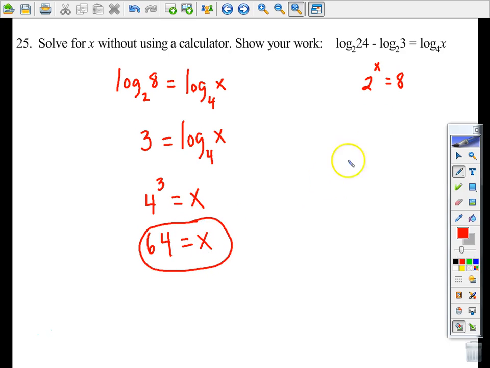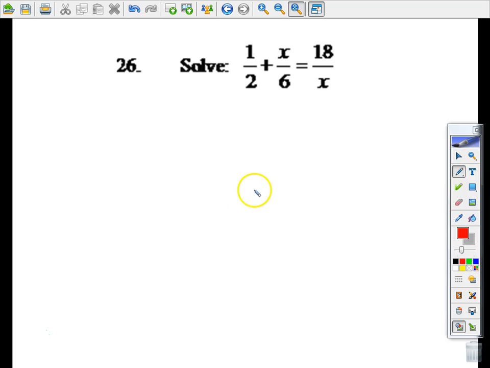So we just solved for X using the properties of logs. Do not use your calculator. Show me that you know all the things that we've talked about when it comes to the properties of logs, how to evaluate logs, how to rewrite log equations in exponential form. And then here's our final problem.